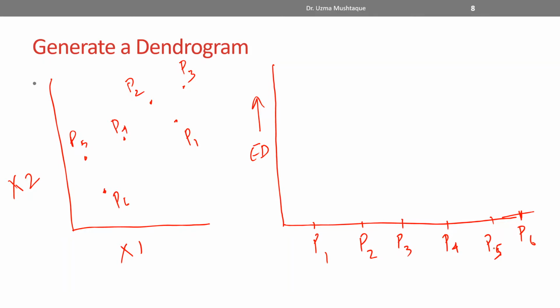Okay, so now let's assume that I found that P2 and P3 were the closest. So this was my step 1. Now the way I'll represent this on the picture on the right hand side is by drawing this. This was the Euclidean distance and these 2 points were nearest. So this is the first linkage that I'll draw. This is also known as linkage. So this is the first linkage that I'll create.